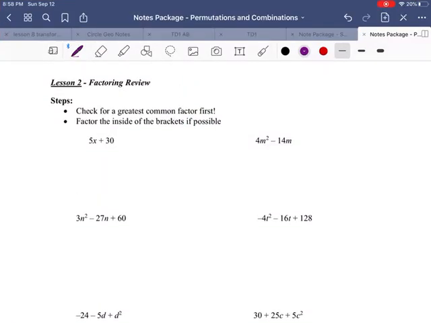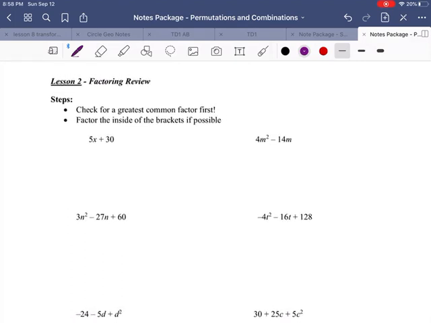Here we go, lesson 2, factoring review, everybody's favorite. So, a couple things to note. You gotta check for the greatest common factor and then factor further if possible. Now there's lots of different ways. There's inspection, there's factor by grouping. You might have found some other methods in 20-2, 20-1. We'll do it a couple different ways, and hopefully you guys remember how to do this.